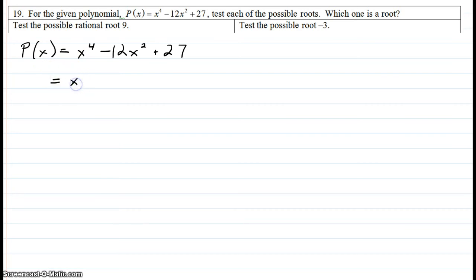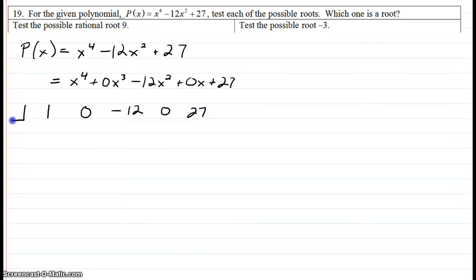And so before we do synthetic division, we want to see, does it go x to the 4th, x to the 3rd? And so you see it's missing x to the 3rd, and so I'm just going to write it as 0x cubed: x to the 4th plus 0x cubed minus 12x squared plus 0x plus 27. This way, when I go to do synthetic division, I use my coefficients 1, 0, -12, 0, 27. And now we're going to test 9.